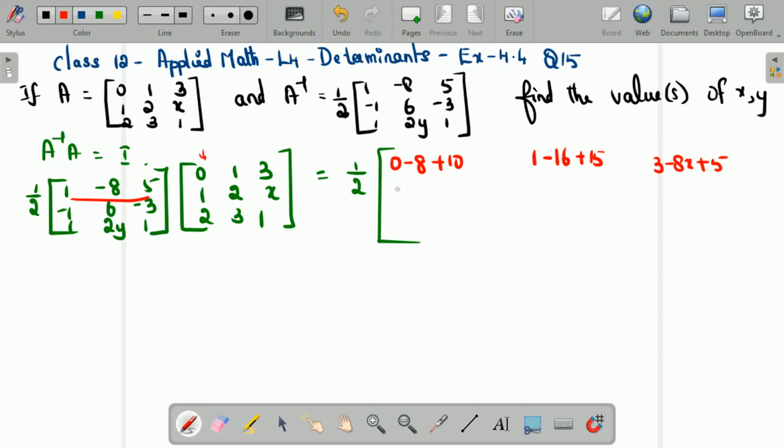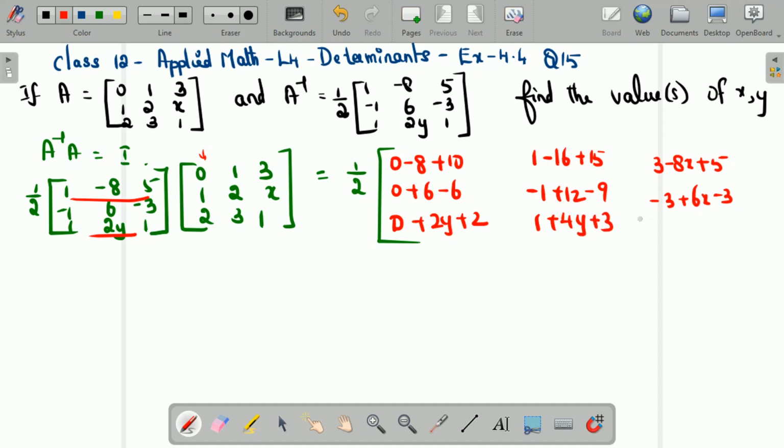Now for the second row, first entry, it is 0 plus 6 minus 6. Now this is going to be minus 1 plus 12 minus 9. For the third entry, this row and this column, it is minus 3 plus 6x minus 3. So the last row with this column, it is 0 plus 2y plus 2, as well as this, it is 1 plus 4y plus 3. The last entry is 3 plus 2y into x plus 1.